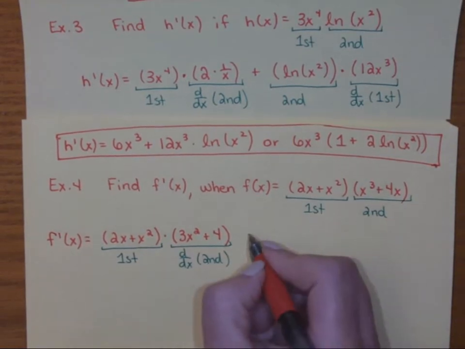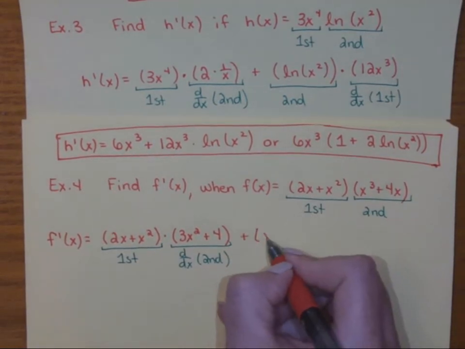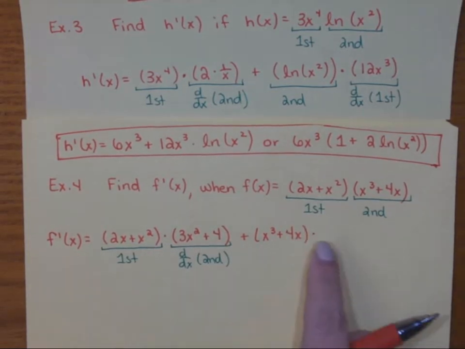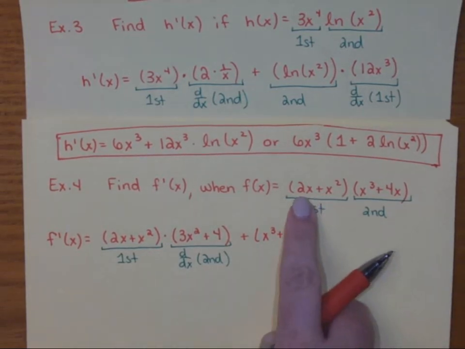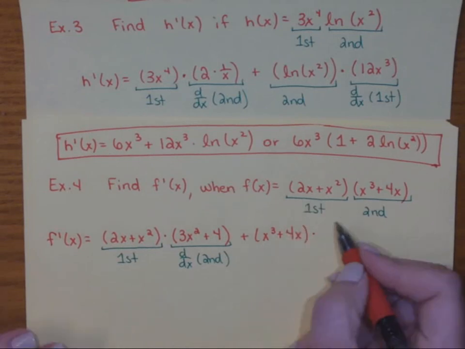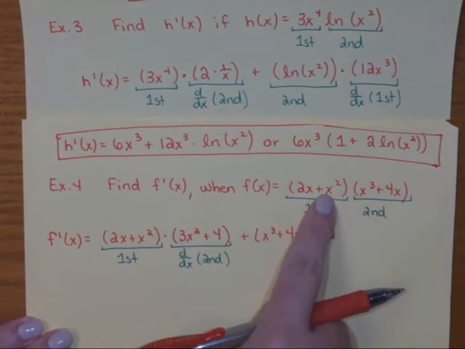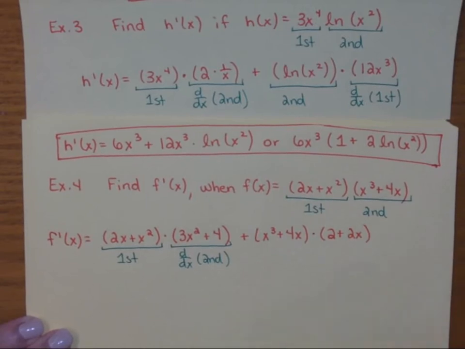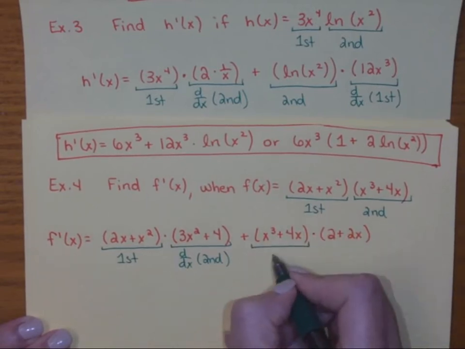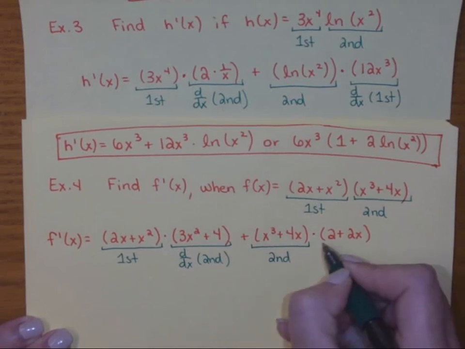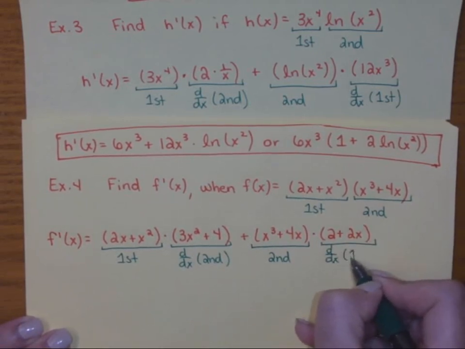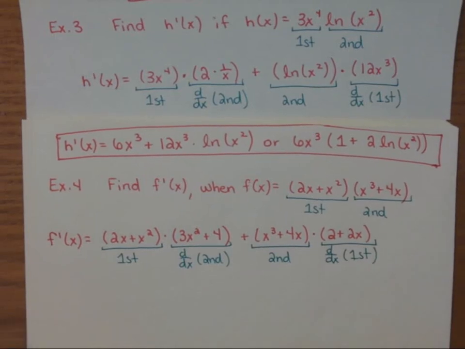And then I still have to go plus the second times the derivative of the first. So the derivative of this would be 2, right? 2 for this, and then plus 2x here. So parentheses are super important on a problem like this. So I tend to put them always when I have more than one part to a piece of my problem.